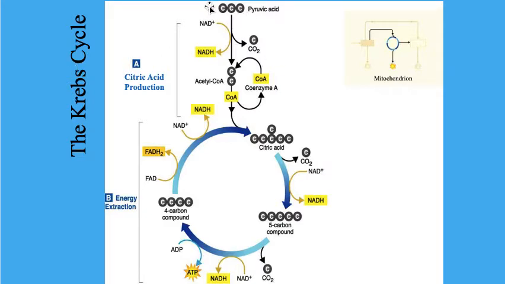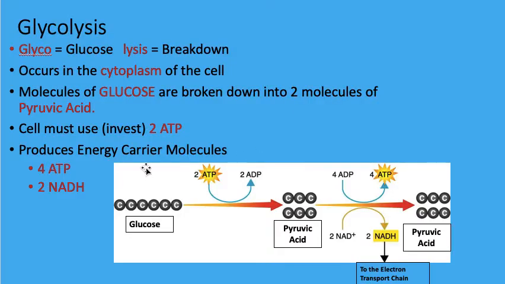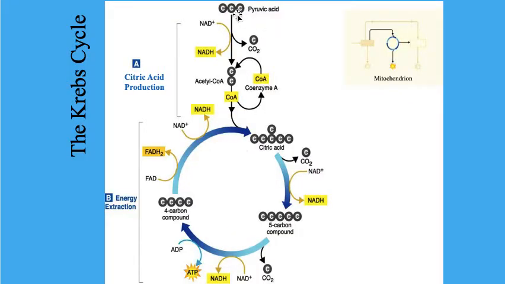So here is where we have pyruvic acid. Now, if you remember back to a couple slides ago, we took 1 molecule of glucose, and we broke it down into 2 pyruvic acid molecules. So when we look at this diagram, we're just looking at 1 pyruvic acid molecule, but remember we're always going to have 2 for every 1 molecule of glucose that we start with.